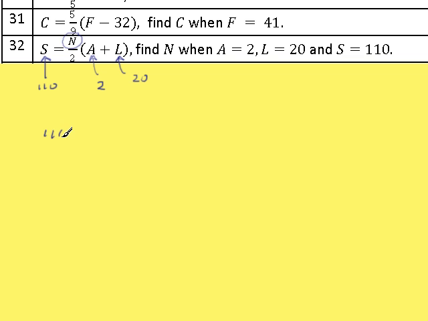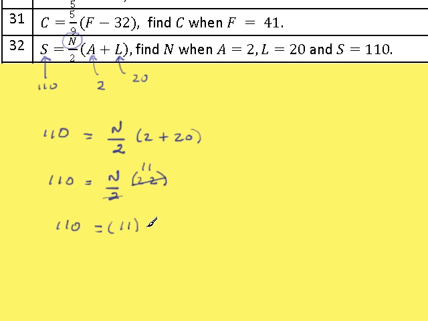So let's do that. So we have 110 is equal to n over 2 times 2 plus 20. That's 110 is equal to n over 2 times 22. And let's divide this 2 into the 22. We have 11 here. So let me rewrite. So 110 is equal to 11 times n. Let's just divide by that 11. And finally, we get that n is equal to 10.